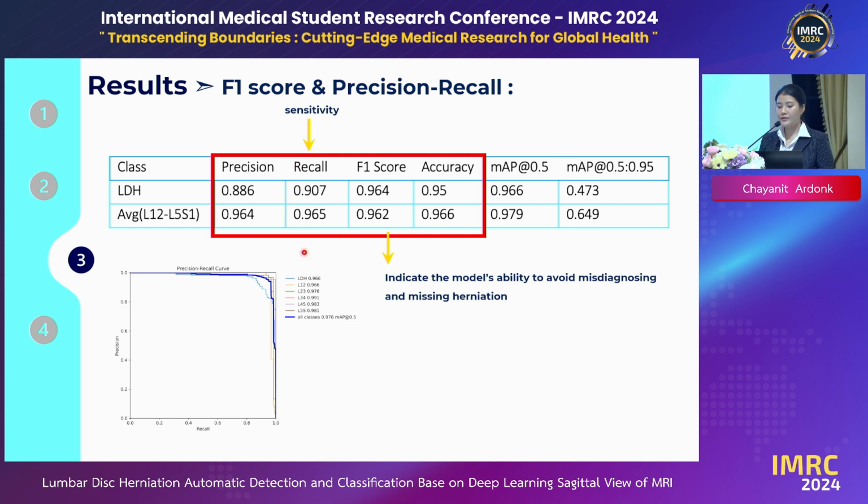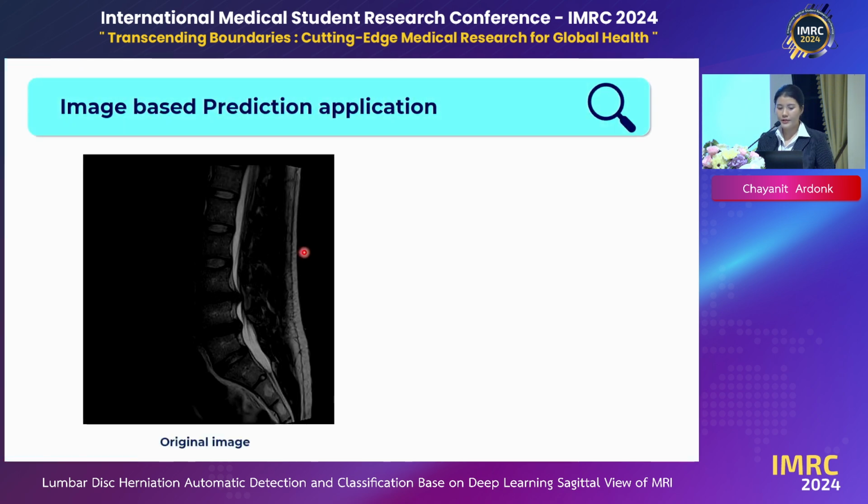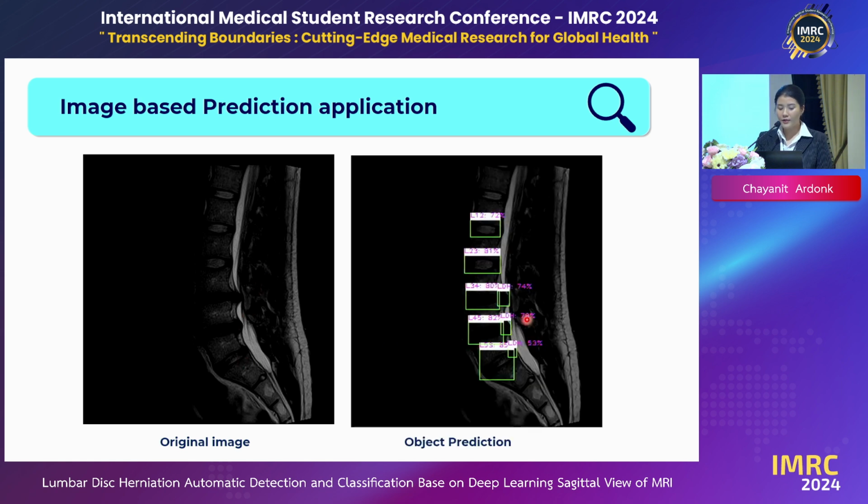In summary, we have developed a high-performance and highly reliable model which we aim to apply in image-based and real-time detection. For image-based prediction, this is an original or unseen image. If you notice, there will be herniation over here, and a little over here. Let's see what AI can detect. You can see that AI can detect LDH with lumbar herniation over here, and over here. With the confidence level of 53 to 74%, it means that our AI can predict it correctly.